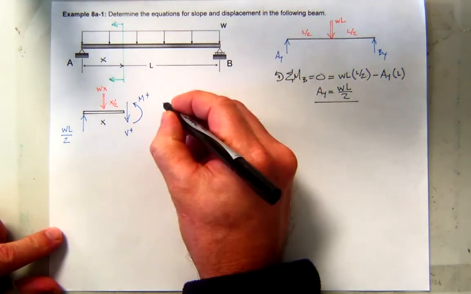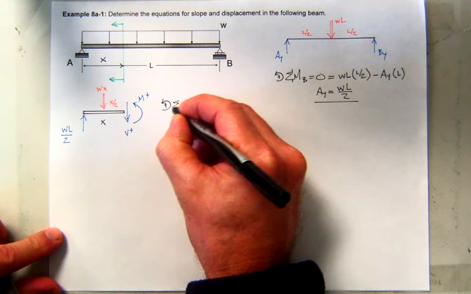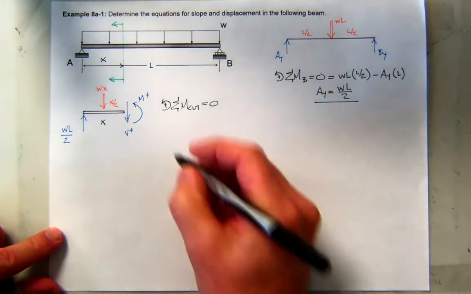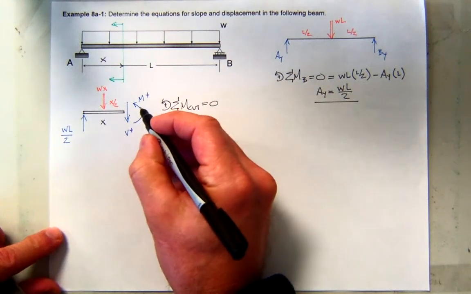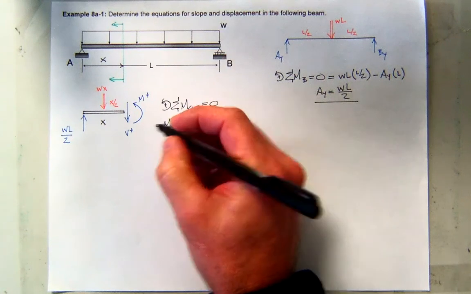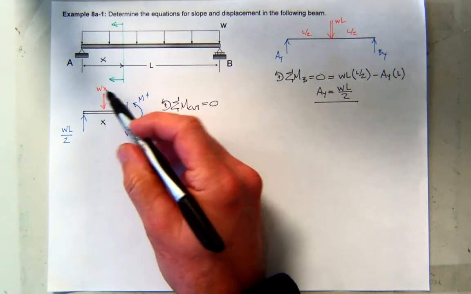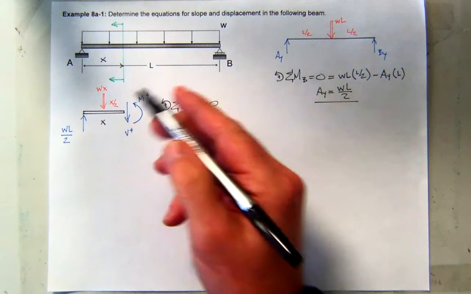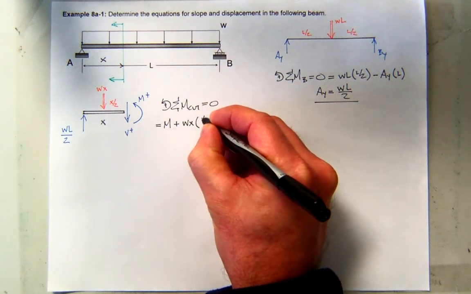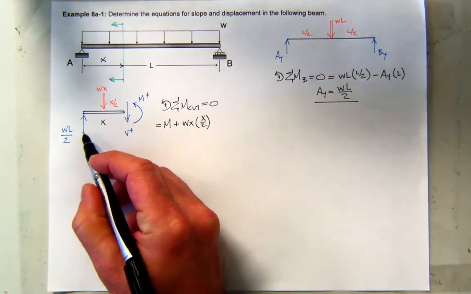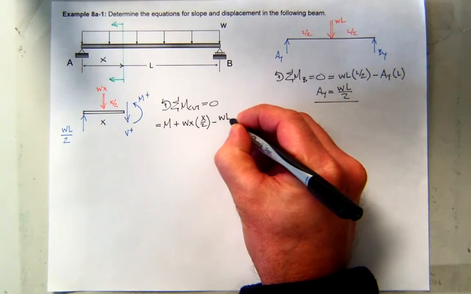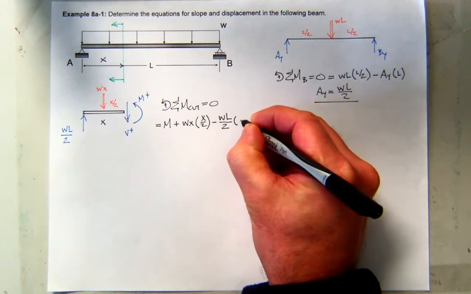So I'll now sum moments at the cut, to make sure I'm in equilibrium. When I do that about the cut, I have the actual moment, which with my sign convention will be positive. This concentrated equivalent force about the cut, is that a positive or negative moment? Positive. So the force is wx, the moment arm is x over 2. And then I have the reaction, which creates negative moment. The force is WL over 2, and the distance is x.